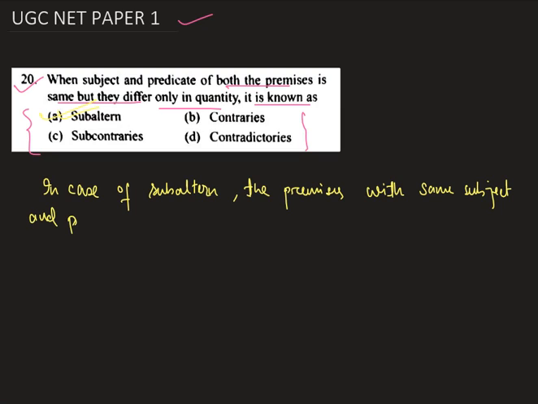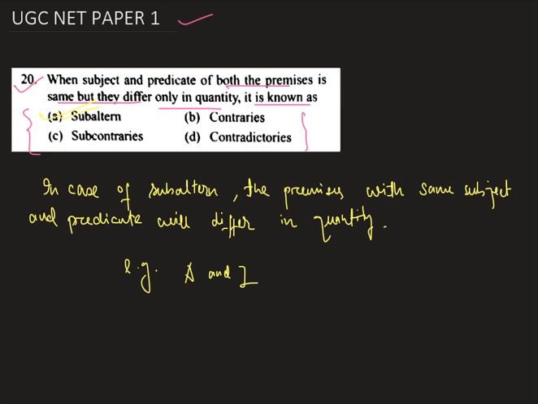Because in case of subaltern, the premises with the same subject and predicate will differ in quantity. For example, A and I, E and O. Okay.